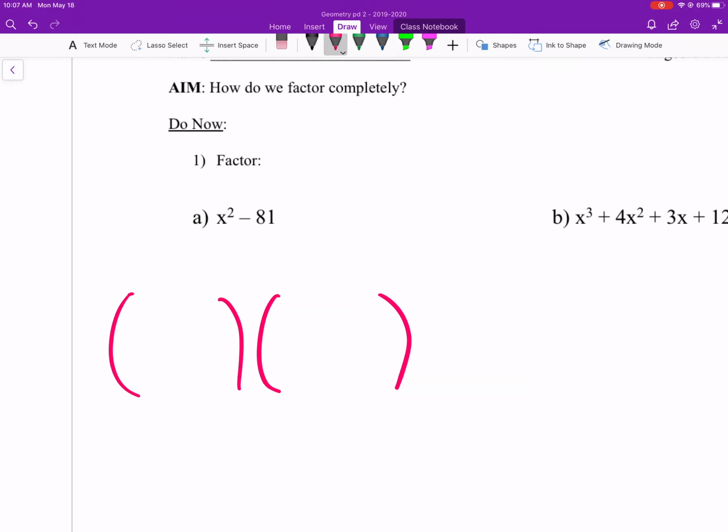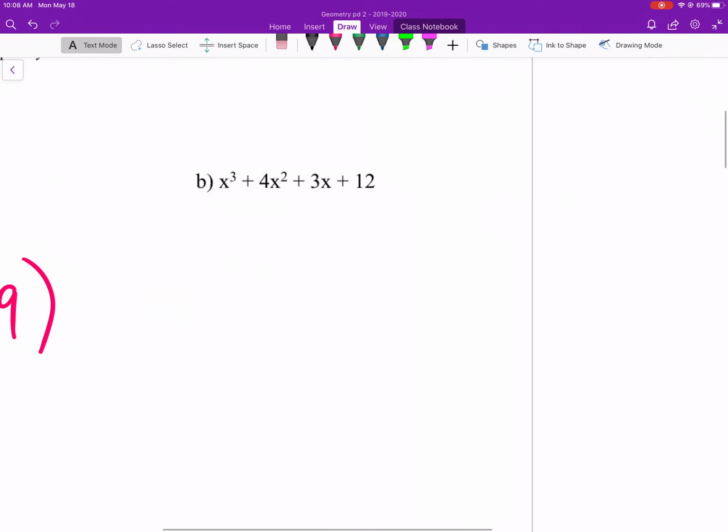So what times itself gives you x squared? That would just be x, right? x times x is x squared. What times itself, or what's the square root of 81? That would be 9. And remember, with DOTS, one of your sets of parentheses has addition and the other has subtraction. And you're done. It's good to check and just make sure, can I factor this a little bit more? Is there another example of DOTS? Is there AM or GCF? All right, there is not. So we're done. But we're definitely going to make sure that we're checking.